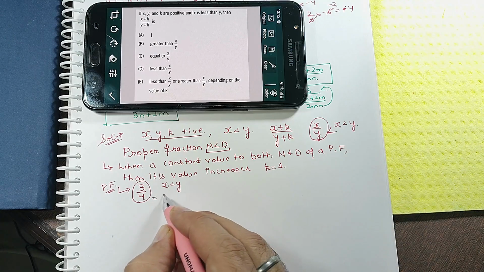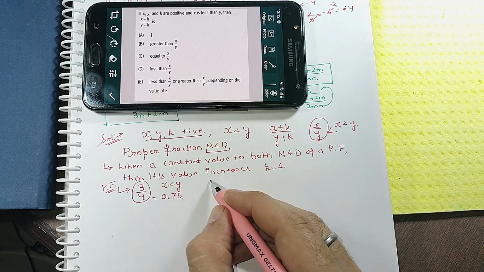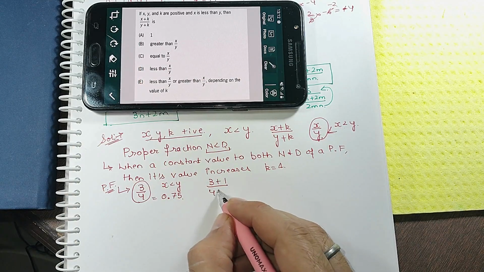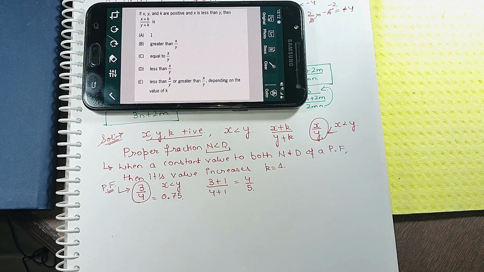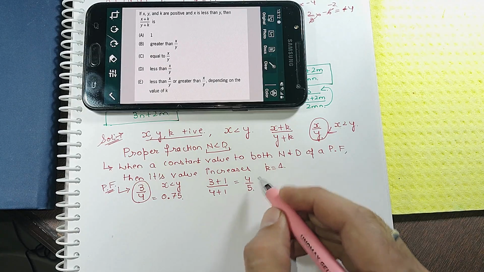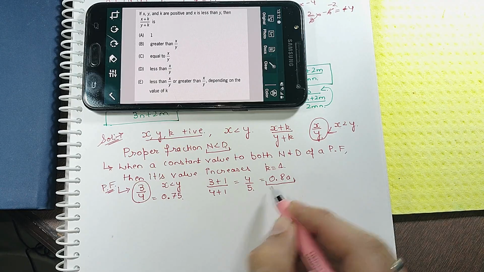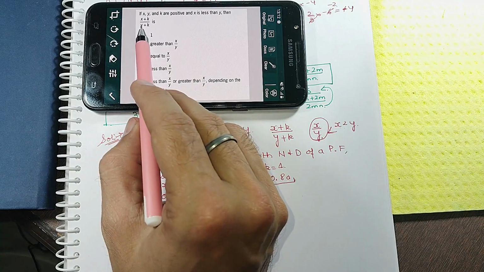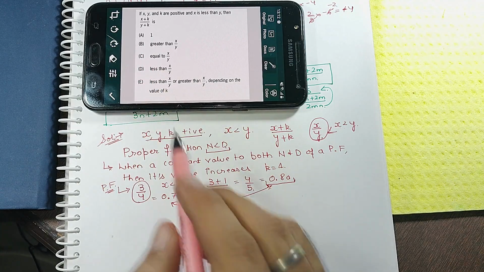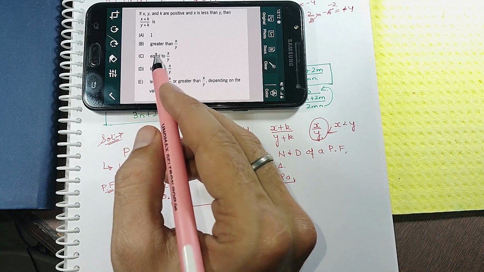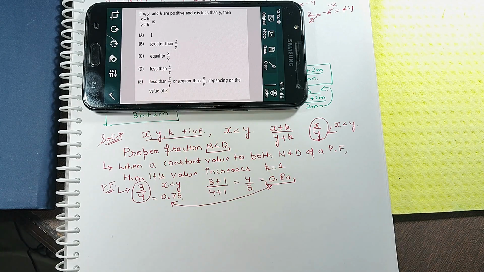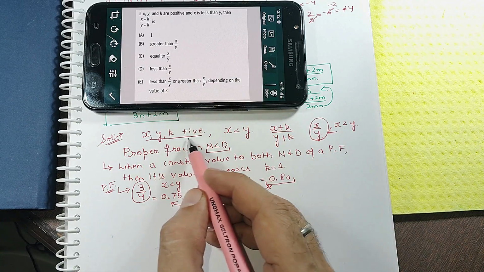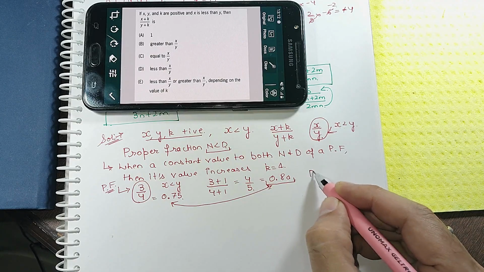Now first of all, 3 by 4 is equal to 0.75. Now we'll add 1 to the numerator and denominator, as x plus k and y plus k. So this will be 4 upon 5. Now for 4 upon 5, 1 by 5 is 0.20, into 4, this will become 0.80. So now you see 0.80 is greater than 0.75. So for this it will be greater than x upon y. So in any case the value of x plus k upon y plus k will always be greater than x upon y, and that will be independent of the value of k provided all these are positive. So option B is the right answer.